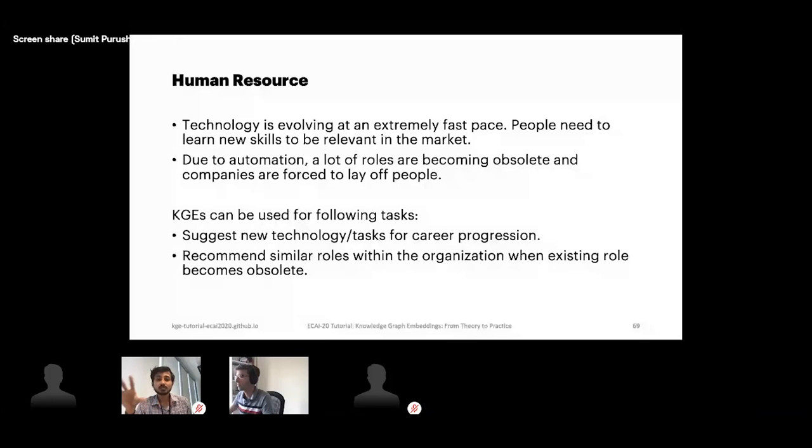But you can use knowledge graph embeddings to find a new role for these kinds of people. For the first use case I mentioned, you can use knowledge graph embeddings to suggest new technologies that one can learn to stay relevant in the market. For the second one, companies can look for similar roles based on what an employee is working on, and try to shift him to that department or role. So that's how knowledge graph embeddings can be used. For example, let's say you have an employee skills graph like this.